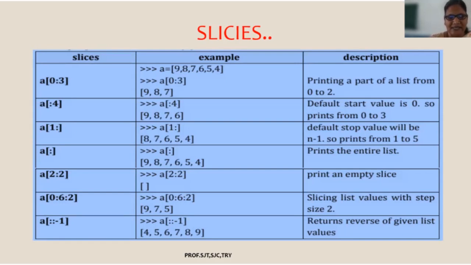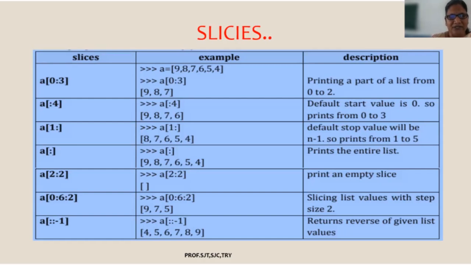In the second example, a of colon 4. What is it? Here the default start value is 0. So it prints from 0 to 3. A of 1 colon means the default stop value will be n minus 1. So it will print 1 to 5.